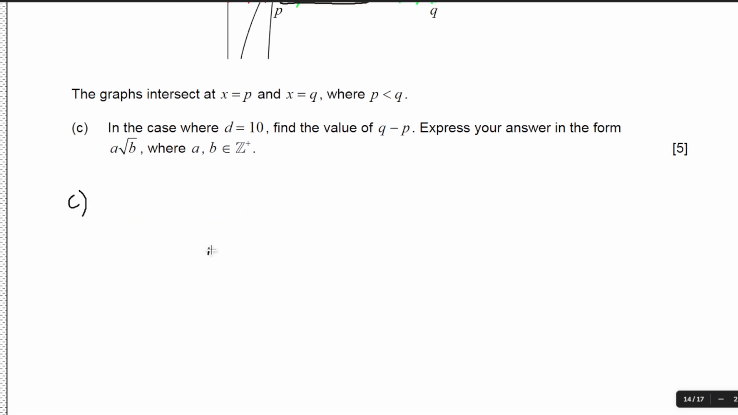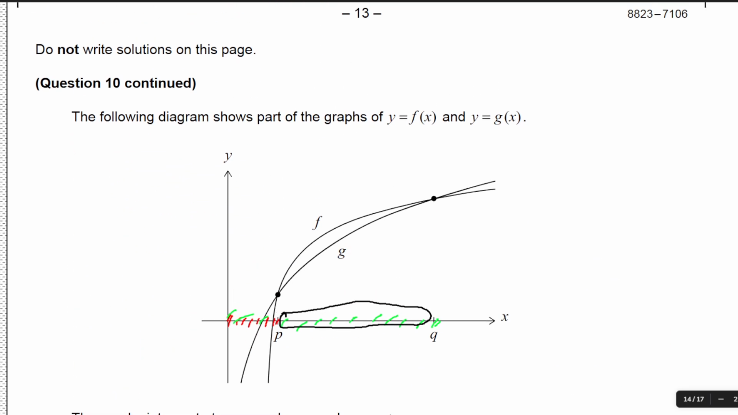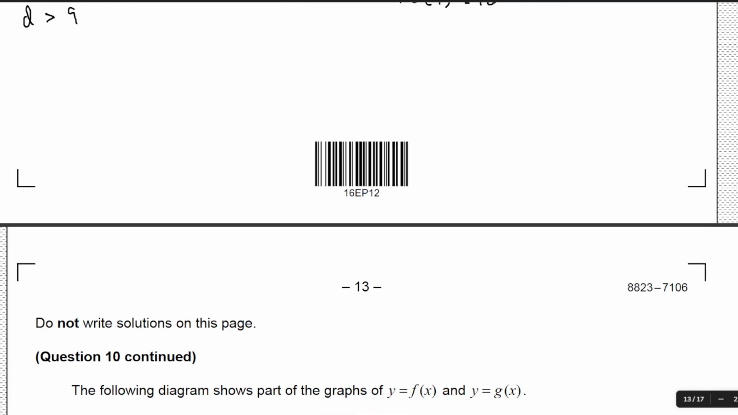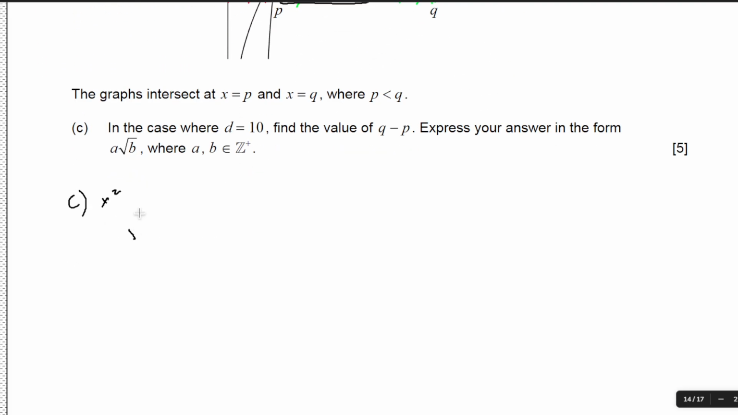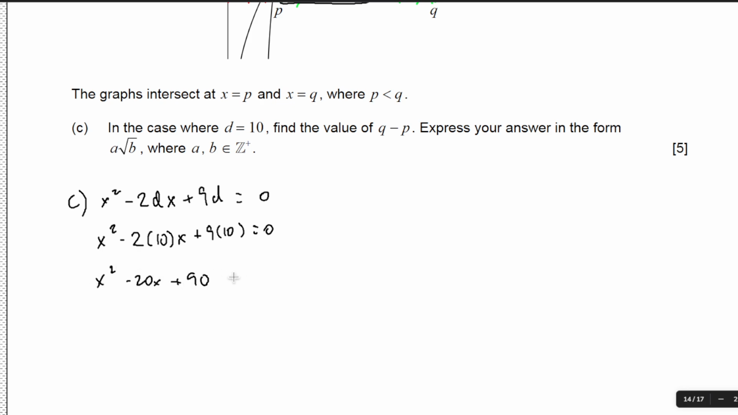All right? So from here, let's take our quadratic equation that we got from before, which is x squared minus 2dx plus 9d is equal to 0. Okay, and let's substitute our d right here. X squared minus 2 times 10 x plus 9 times 10 is equal to 0, which is also the same as x squared minus 20x plus 90 equals 0.